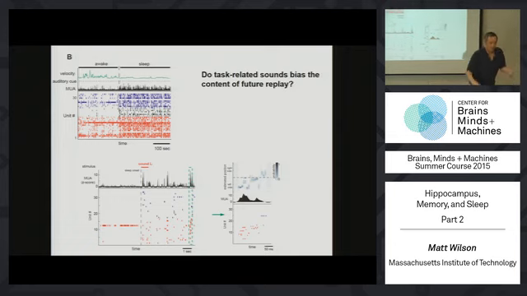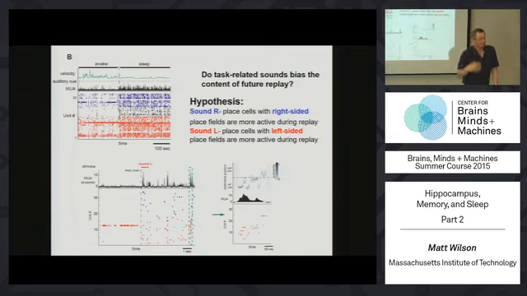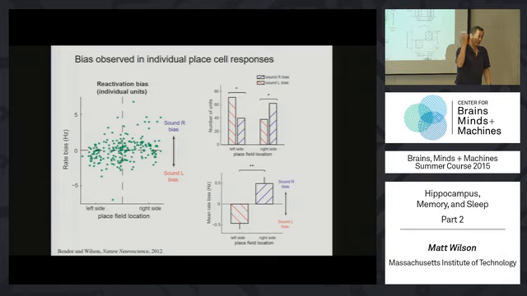So that's the basic hypothesis. You play the left sound, you get the replay of the left side of the track. You play the right sound, you get reactivation of the right side of the track. And that's what you get. So when you play the left-hand sound, the left sound biases place cells on the left side, and the right sound biases place cells on the right.